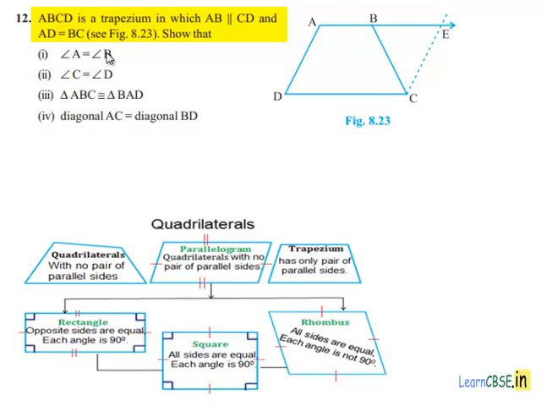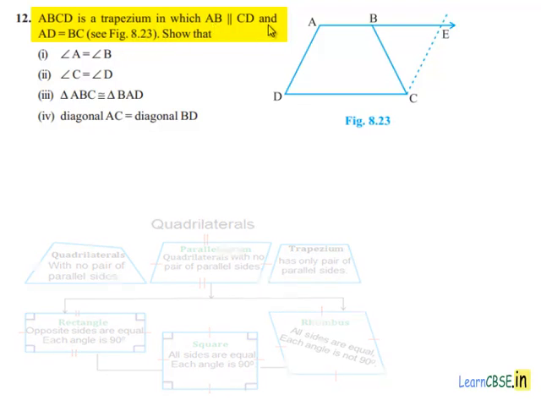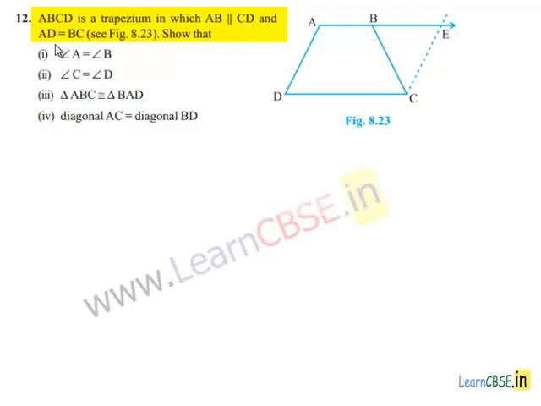Moving on to the 12th question. ABCD is a trapezium in which AB is parallel to CD and AD is equal to BC. Show that angle A is equal to angle B, angle C is equal to angle D, triangle ABC is congruent to triangle BAD, and diagonal AC is equal to BD. Now moving on to the solution.